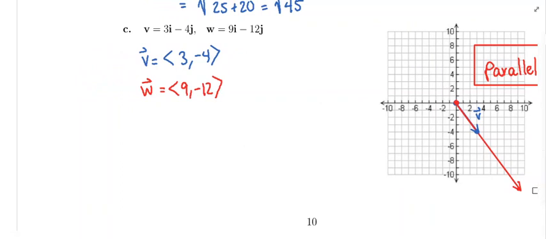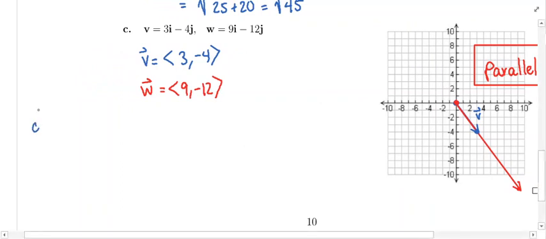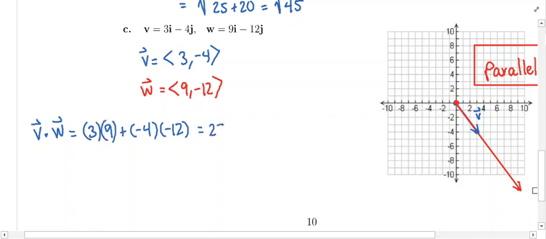So let's do the dot product first. If we do V dot W, this is going to be 3 times 9 plus -4 times -12. This is going to be 27 plus 48, which gives me 75. So that's the dot product.